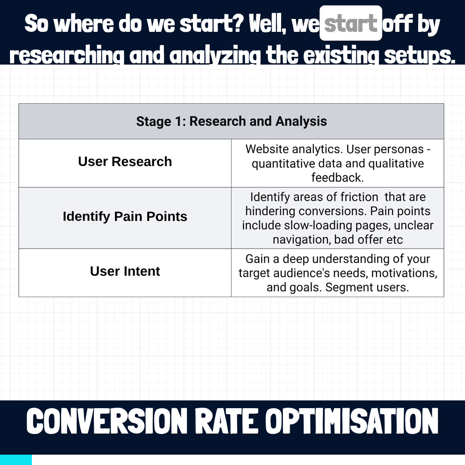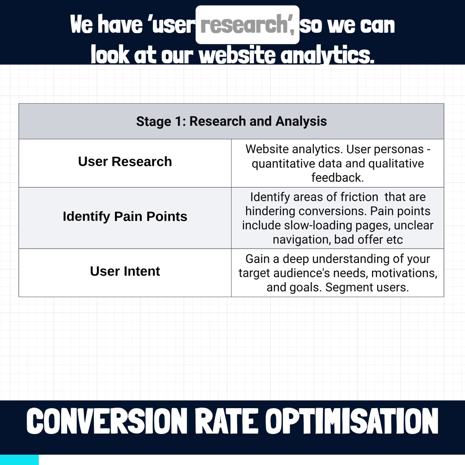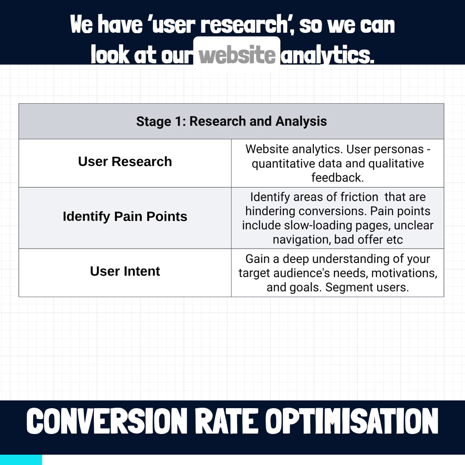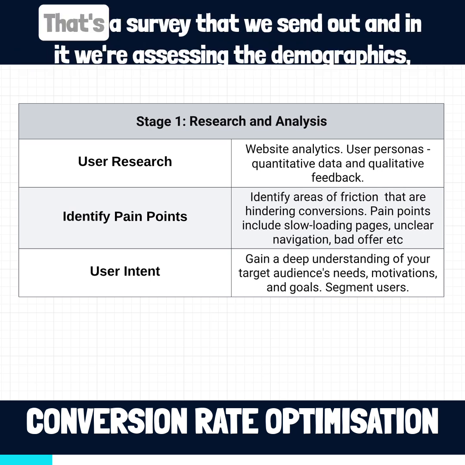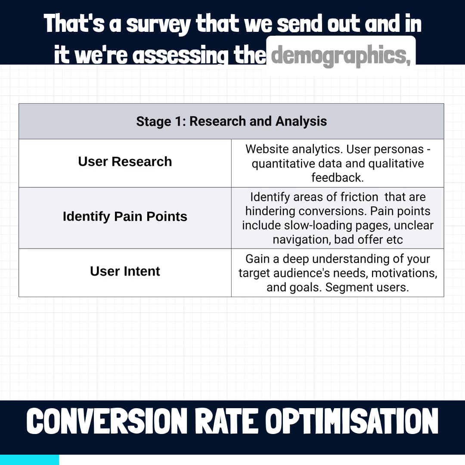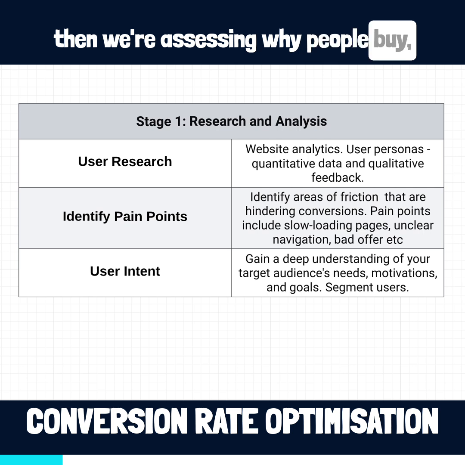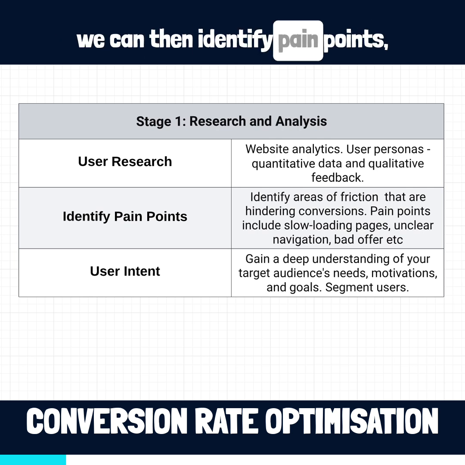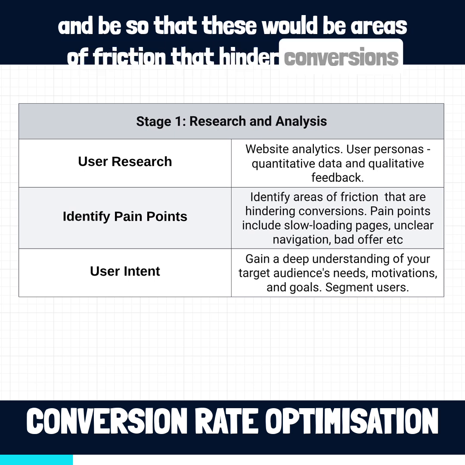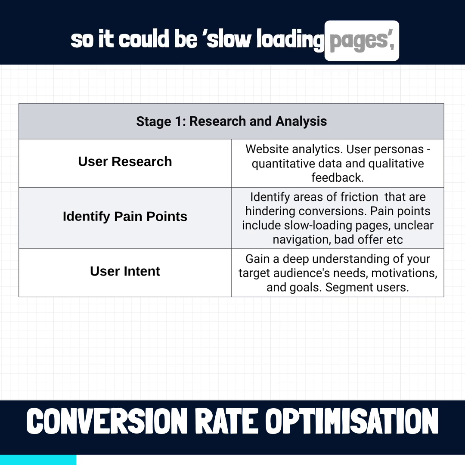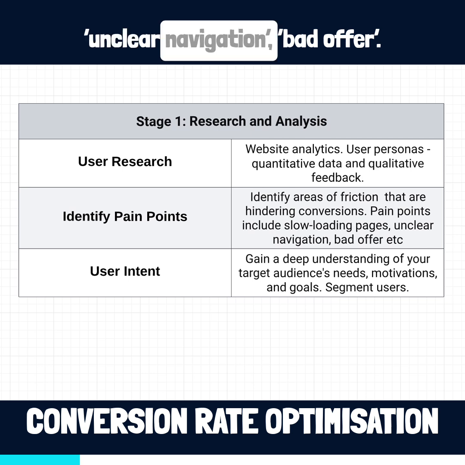Well, we start off by researching and analysing the existing setups. We have user research, so we can look at our website analytics. We can create user personas using quantitative data and qualitative feedback. That's basically a survey that we send out, and we're assessing the demographics, then we're assessing why people are buying. We can then identify pain points, and these would be areas of friction that are hindering conversions. So it could be slow loading pages, unclear navigation, bad offer.